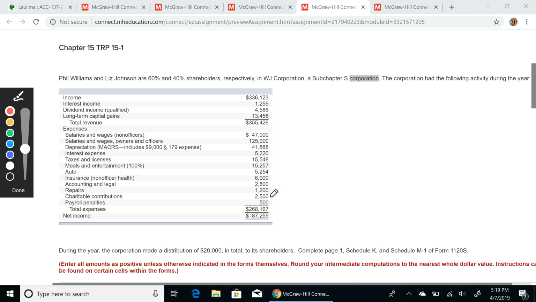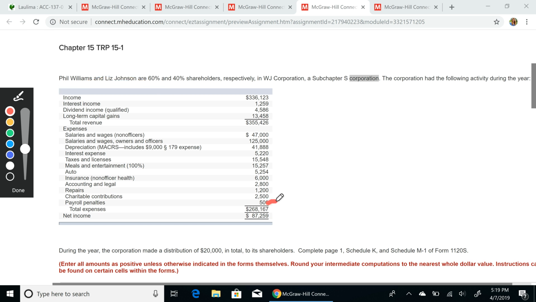Charitable contributions right here. So in an S Corp, just like in a partnership, and for many of these items, charitable contributions are going to flow through. Remember, with the corporation, they can contribute up to 10% of their income to charitable contributions, but the individual can actually contribute up to 50% of their income. So it's going to be treated differently because it's going to flow through to our owners here.